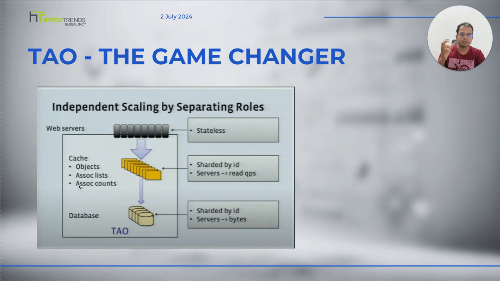So for a specific object, how many association counts are there, and that list. That will be sharded by ID. As I said, one post will be under a specific shard, and that shard will have a specific ID, and that will scale depending on read queries per second, right? So how much read performance we need. If we need high read operations, then it will scale accordingly.